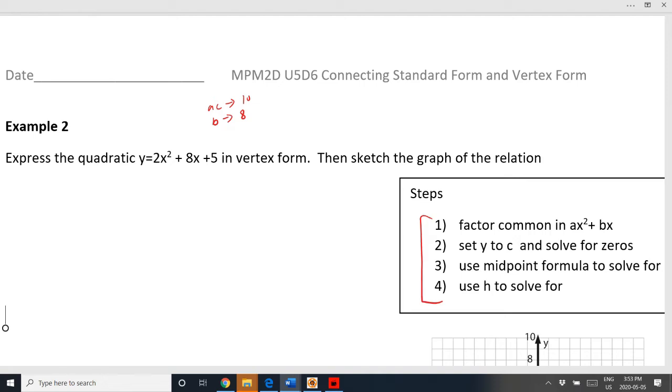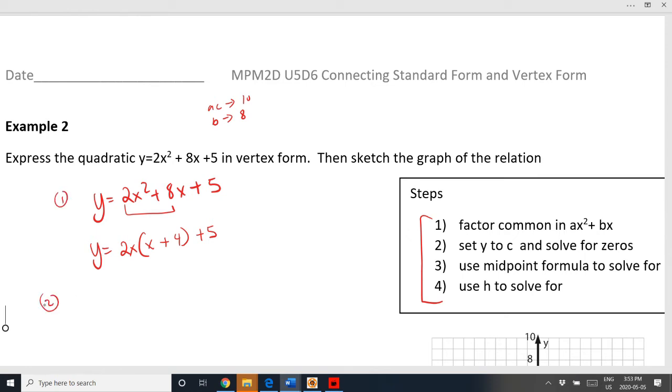I wrote the steps here just so you have a visual and a reference to know what we're going to do in each section. So let's begin. The first thing I'm going to do is just rewrite the equation here. And we want to first factor our two terms in front here, the ax squared plus bx. So from that, we can take out a 2x from both of these terms, and inside we'll be left with an x here and a plus 4 over here.